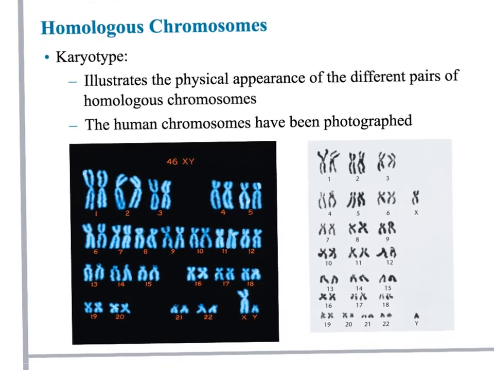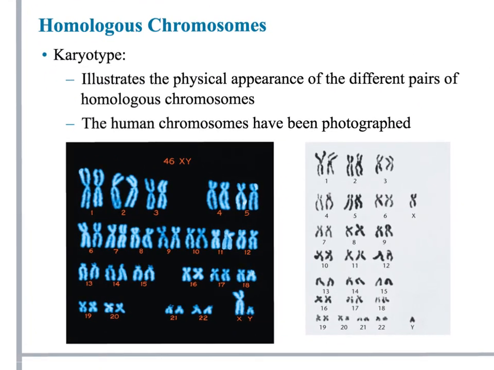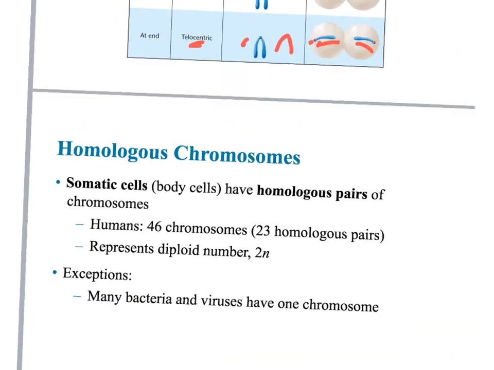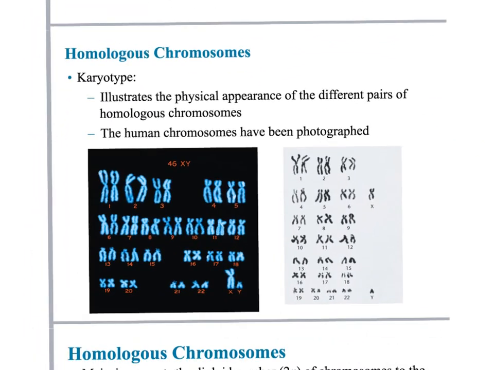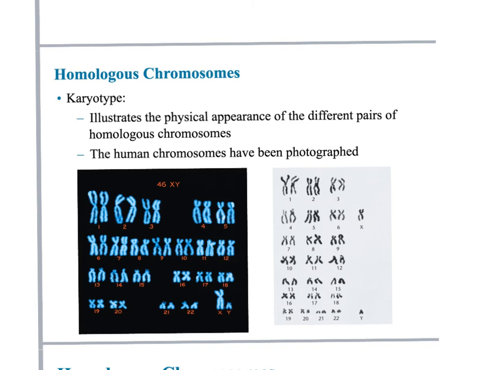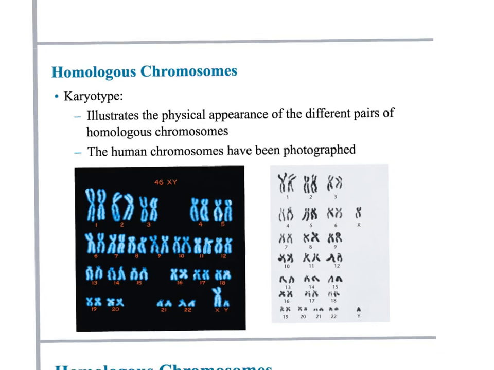And here's our karyotype again. So this illustrates the physical appearance of the different pairs of homologs. So one thing you want to do is go through this karyotype and figure out which ones belong in this phase up here. So our designation, go through the karyotype and write down the designation of each of these chromosomes. Sorry, I'm covering the picture here. Here we go.